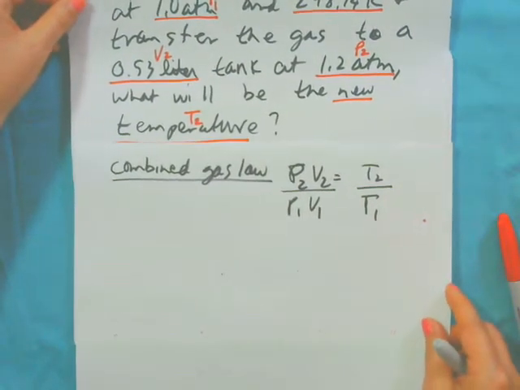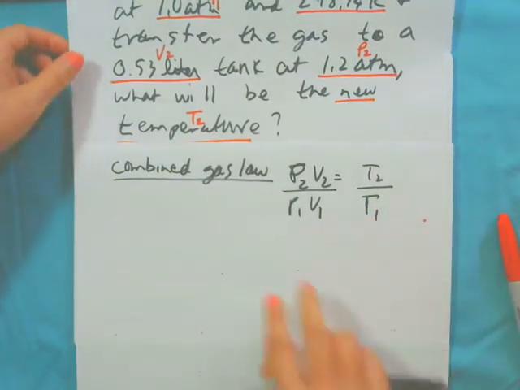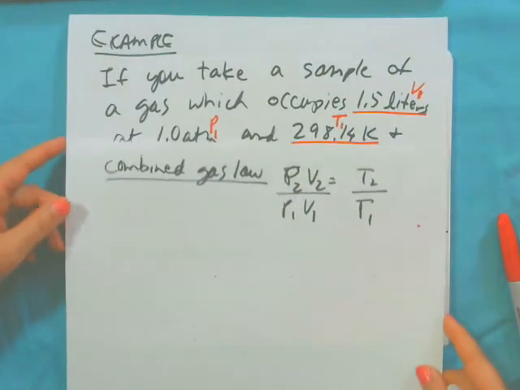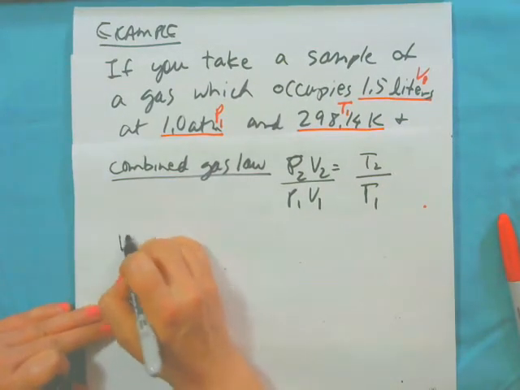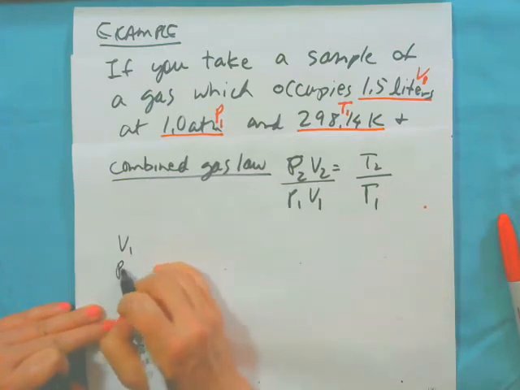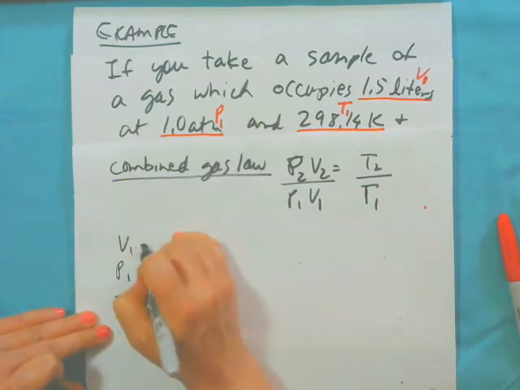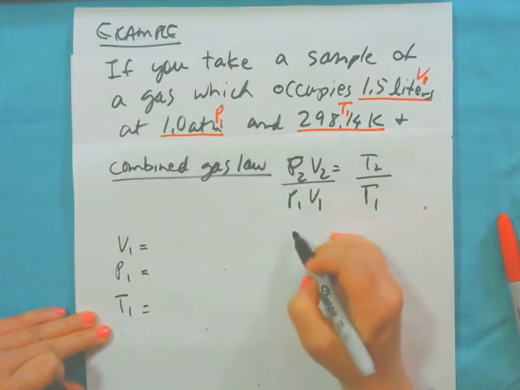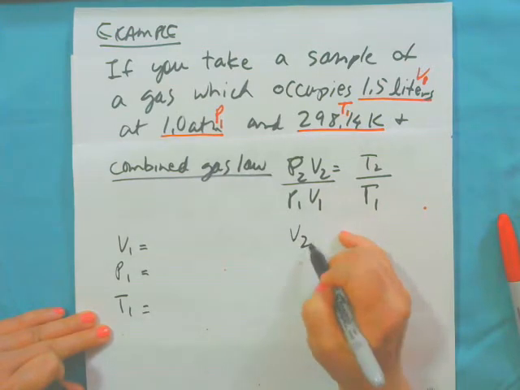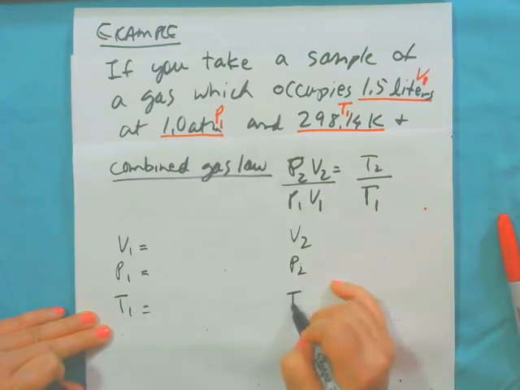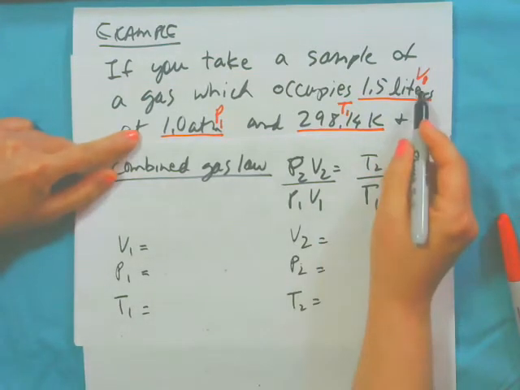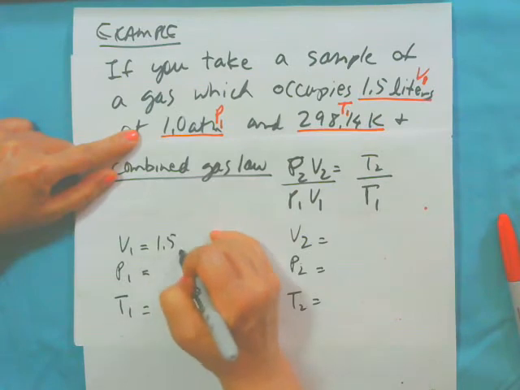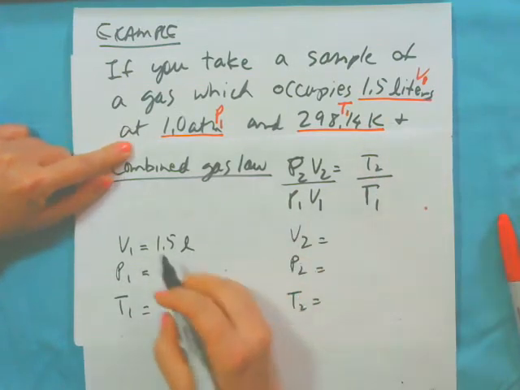Okay, but let's go ahead and label what each of the numbers are in my word problem. So I'm going to write down V1, P1, T1 is equal to, and then I'm going to write out V2, P2, T2 is equal to. All right, so we look at V1, I see 1.5 liters. Don't forget to write out the units.